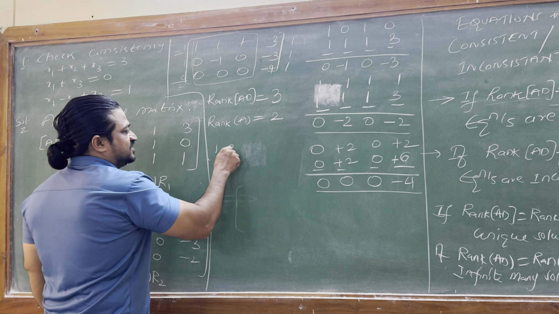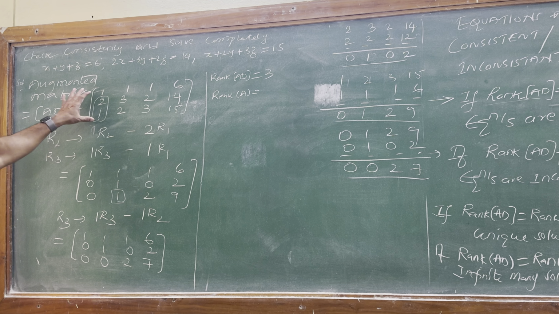So that time what we will do now? We have to check consistency now. To check consistency, what we will write? Rank of AD. What is rank of AD here? Non-zero rows. 3. Then rank of A. Don't check here. After making these 3 zeros only we can check rank. Starting we can't check rank. To check rank, one of the most mandatory step is making these 3 zeros.